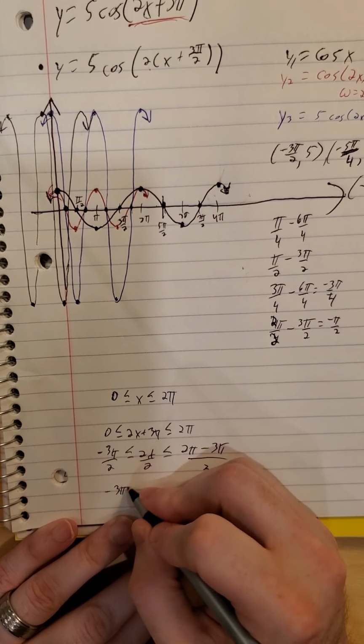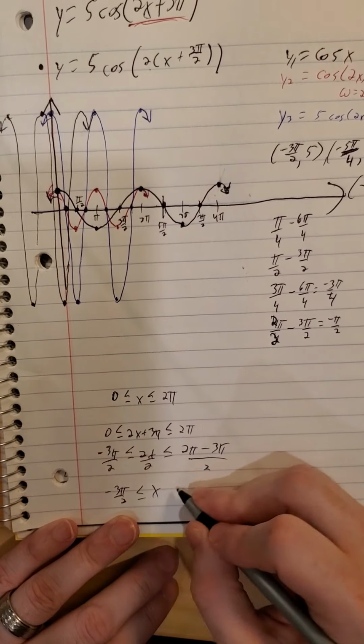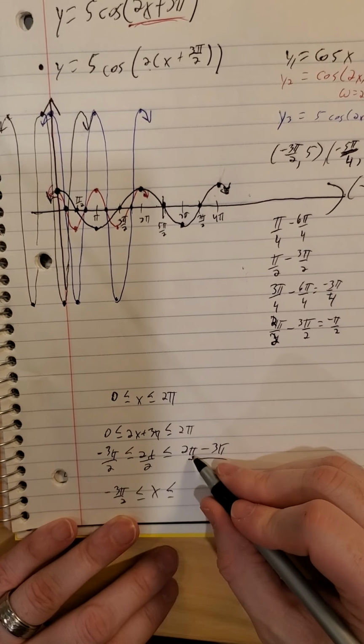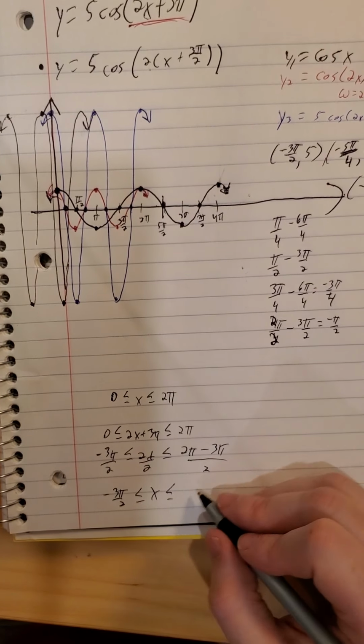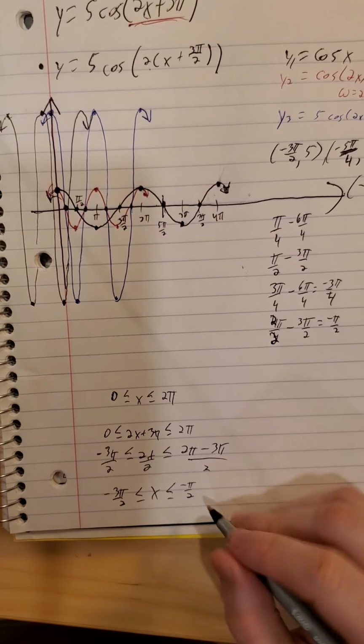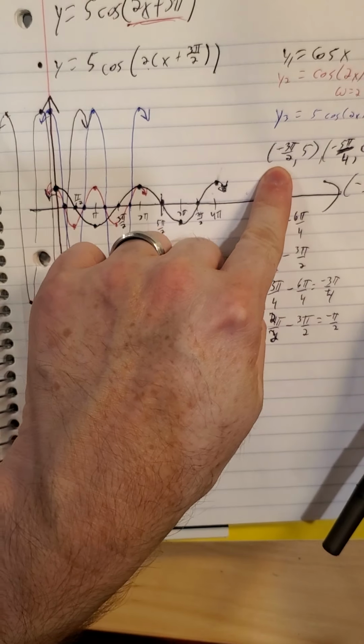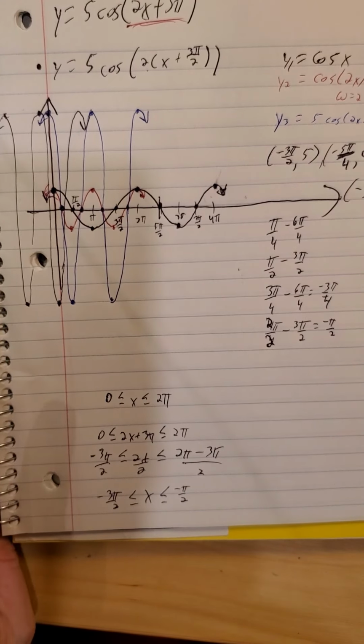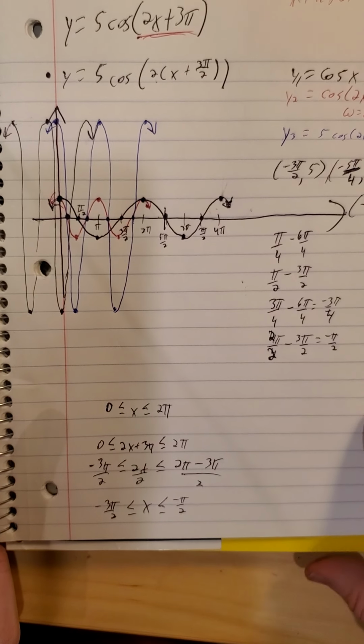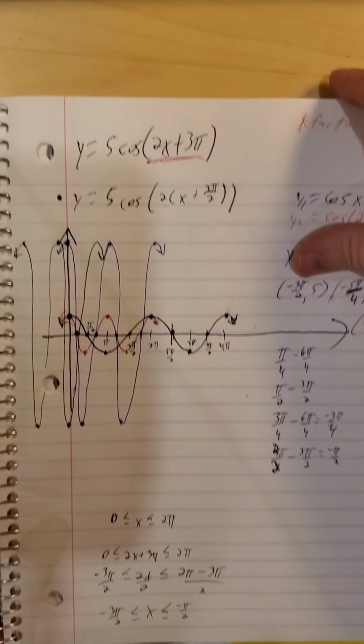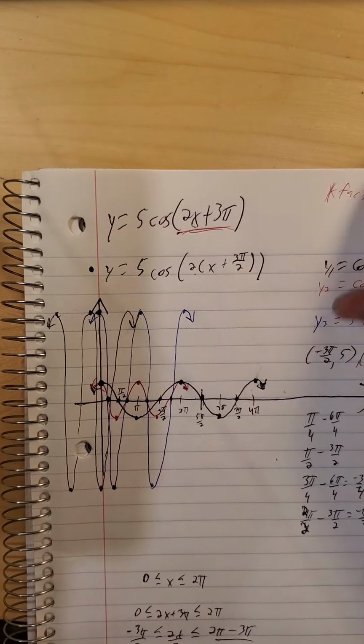So negative 3 pi over 2 is less than or equal to x less than or equal to 2 pi minus 3 pi is negative pi, so negative pi over 2. And there's our boundaries. So that does fit with what we already knew about the compressing and stretching. Just another way to sort of write it out as to where the 5 final points are going to be bounded by.